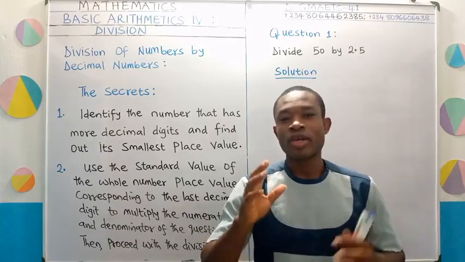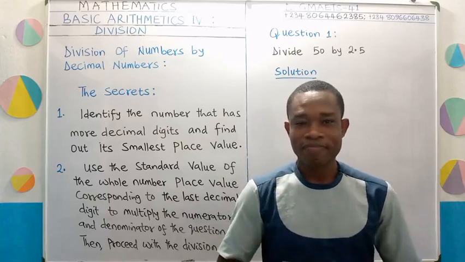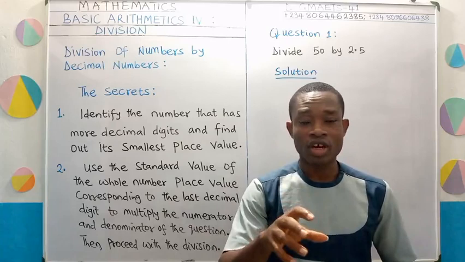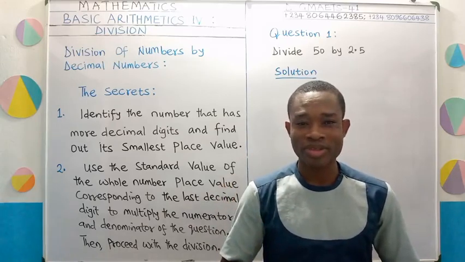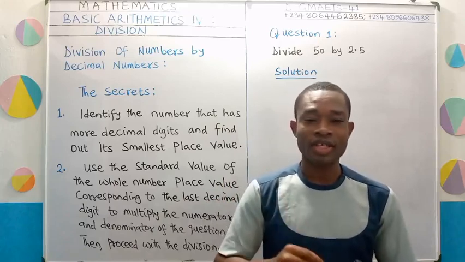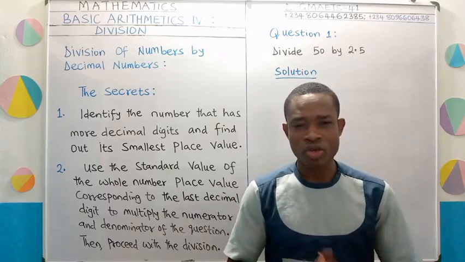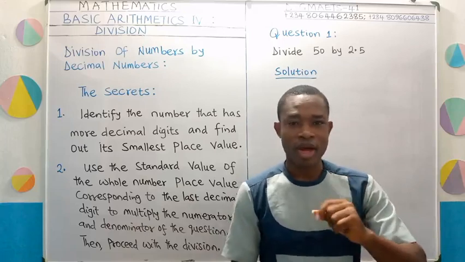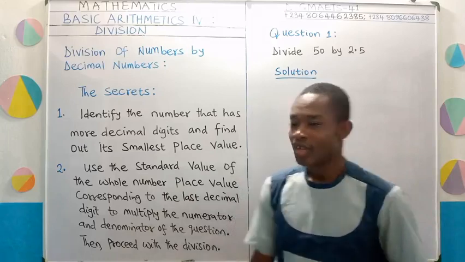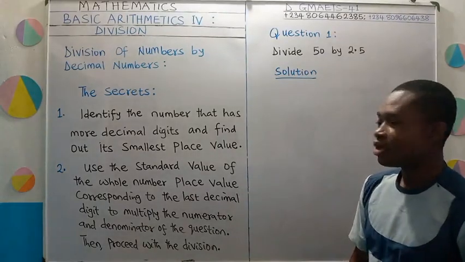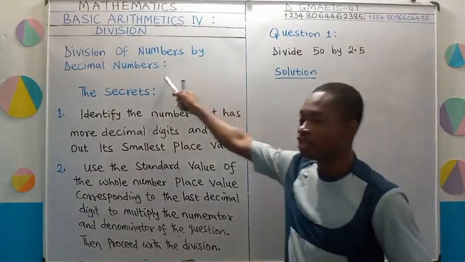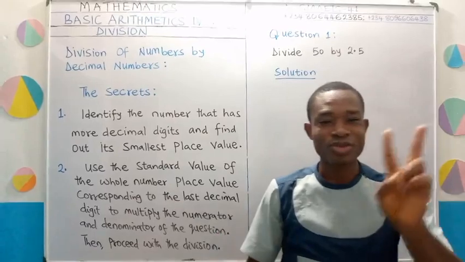Now you remember when we concluded our last class, I told you that in this class you will need the knowledge of standard value of whole numbers, and I encouraged you to rewatch the video lesson on standard value of whole numbers. Of course, I told you also to remind yourself about place values of decimal digits. Here on the board, I've got these two secrets which you need as a guide when dealing with division of numbers by decimal numbers. There are just two of them.